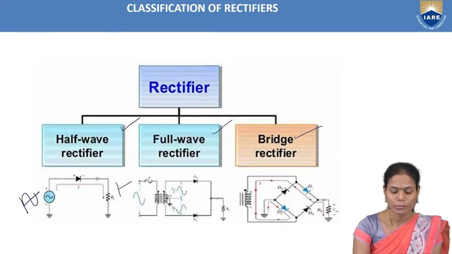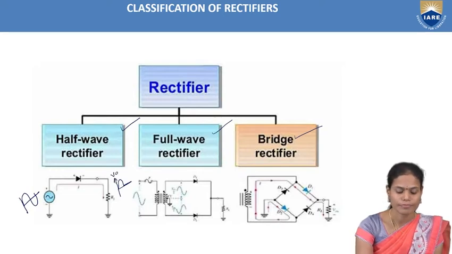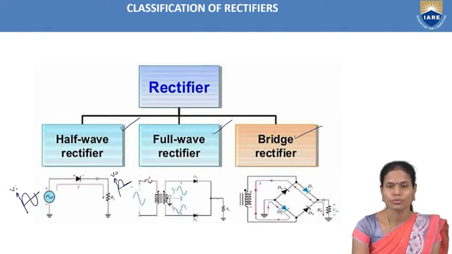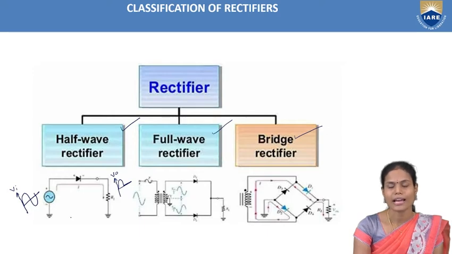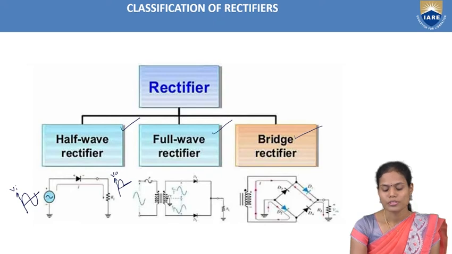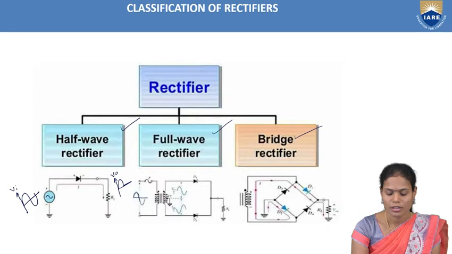The output we get is like this. Only for the positive half cycles it will provide the output voltage, and for the negative half cycles it will provide the output as 0. In this case we utilize one transformer as well as one diode in order to convert the AC signal into DC signal. And coming to the full wave rectifier, it utilizes the total full cycle of the applied input signal.